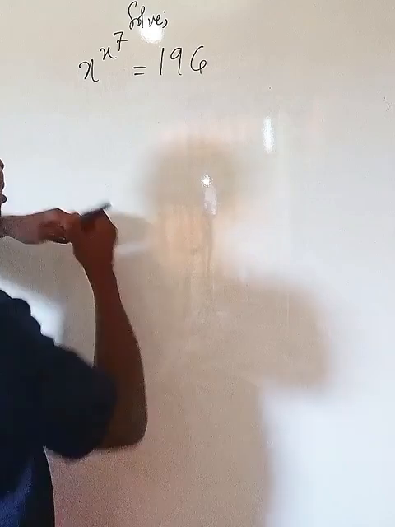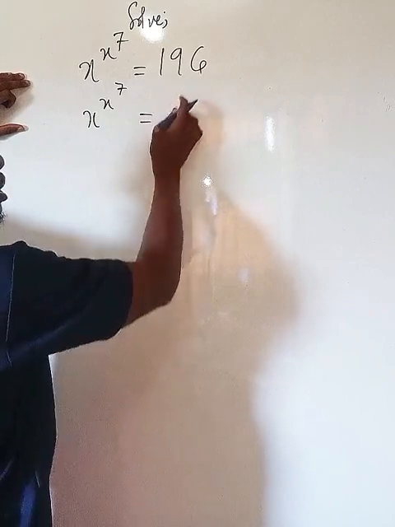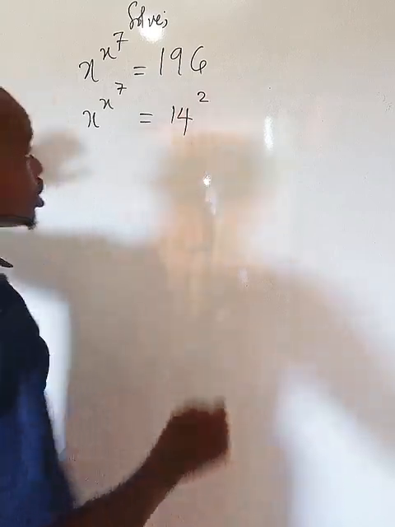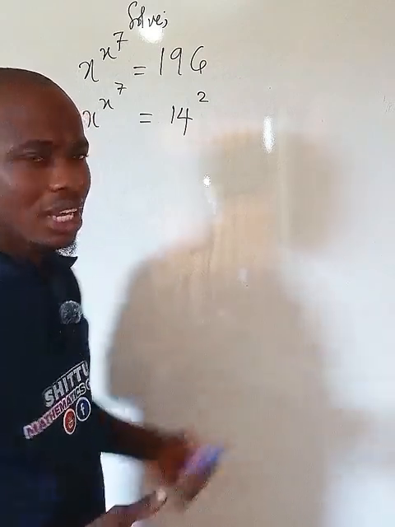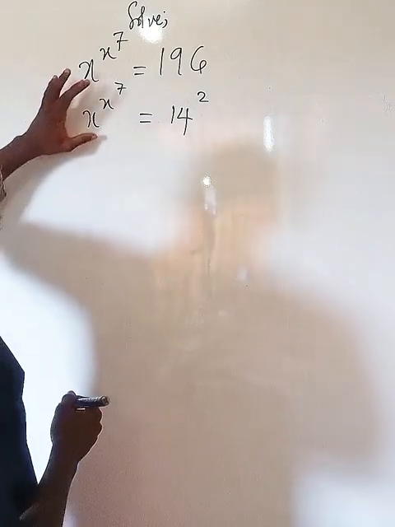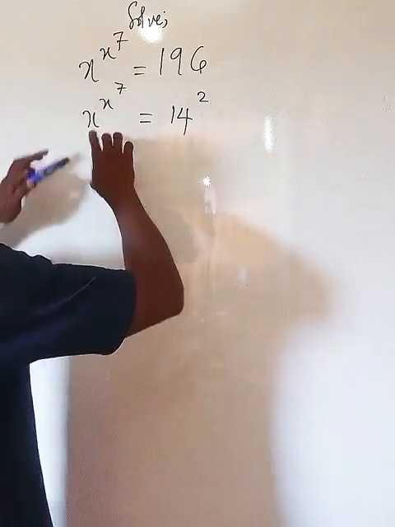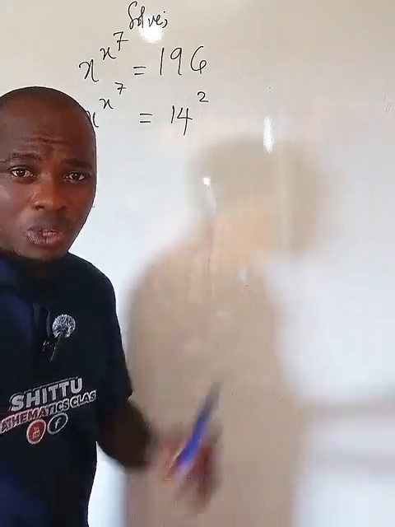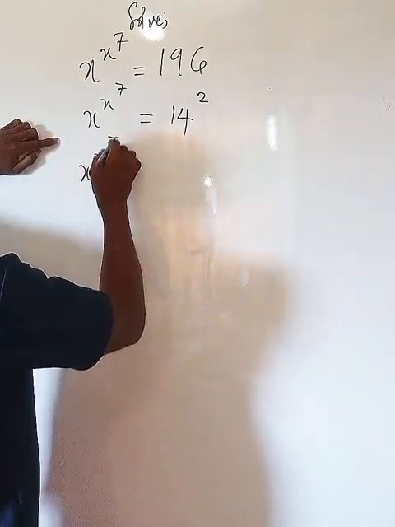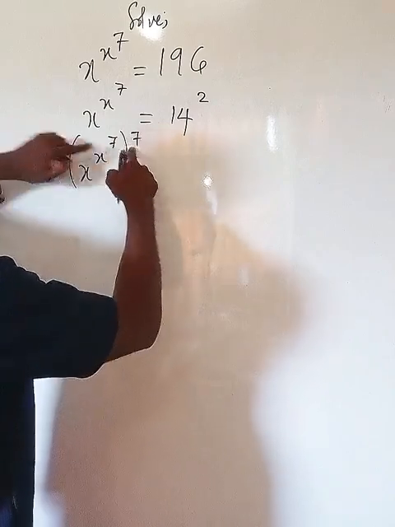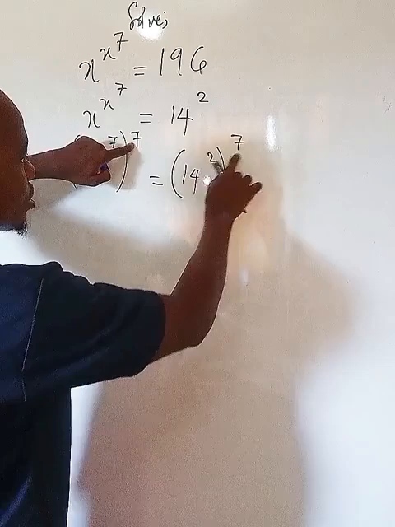So now from here, I can write this like x to the power of 7. I can write this one also in index form as maybe 14 to the power of 2. So 14 to the power of 2 will give us 196. Now, knowing that, the next thing we're going to do is look at this 7 here. Since we have 7 here, what if you multiply by 7 on both sides of the equation? What are you going to have? So I'm going to have x to the power of 7, multiplied by 7, which is the power, equals 14 to the power of 2, which is also the power. Can you see that?